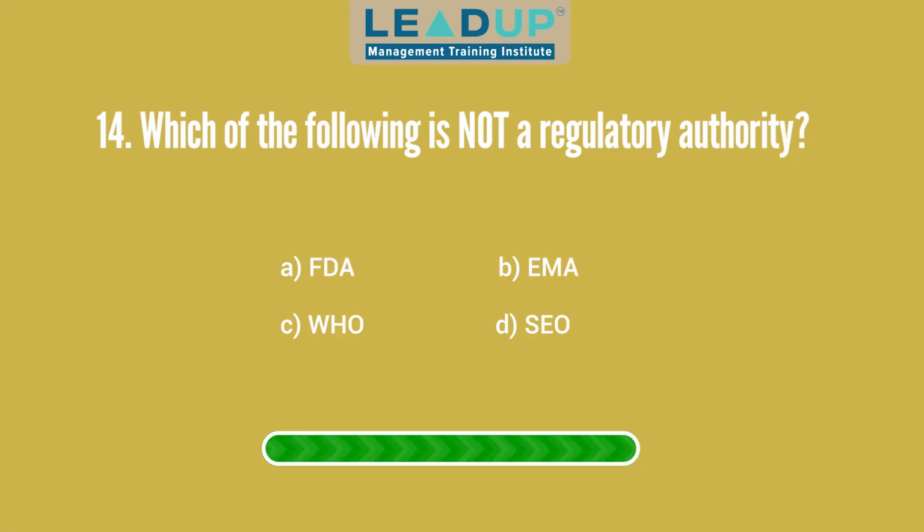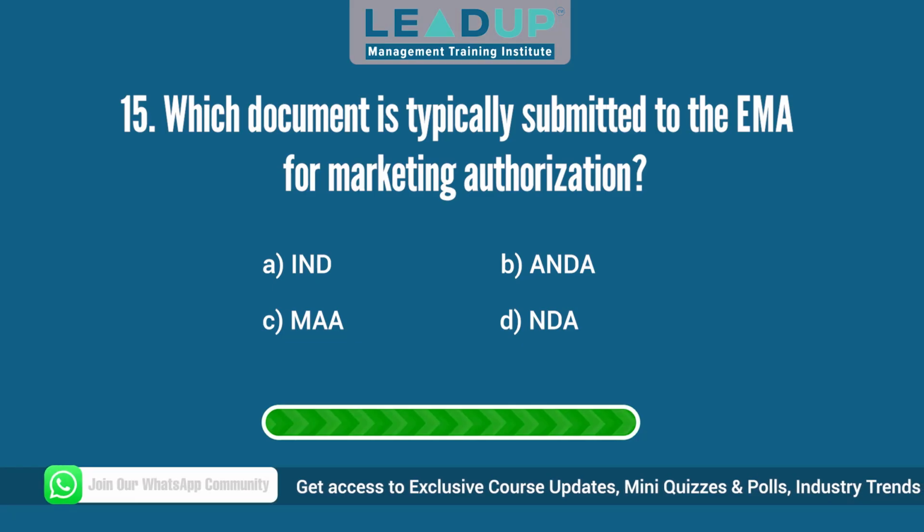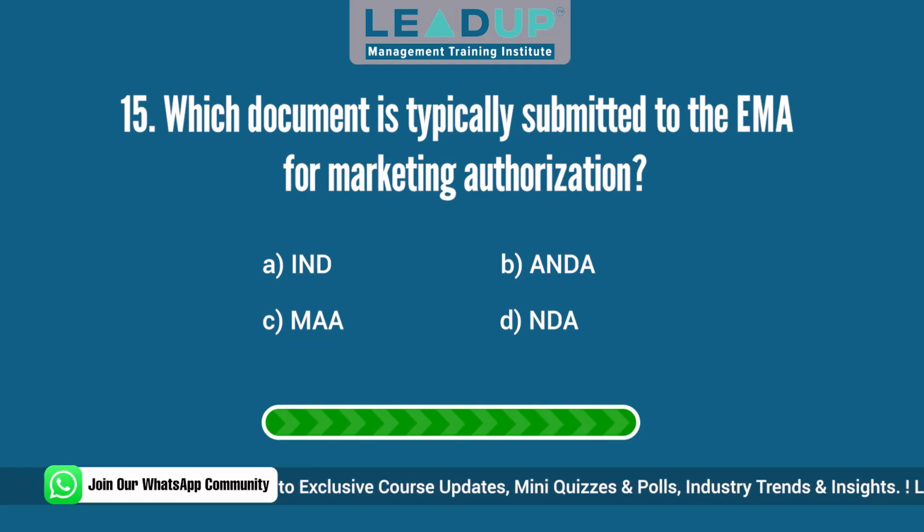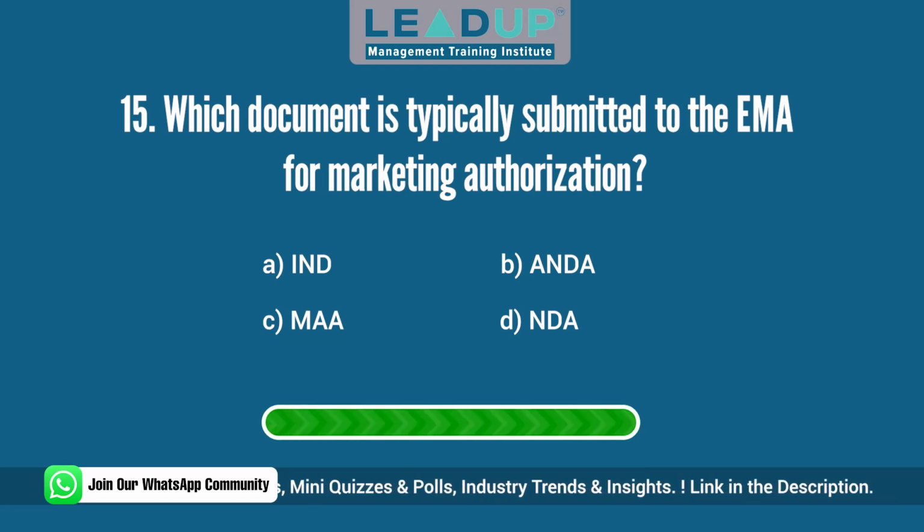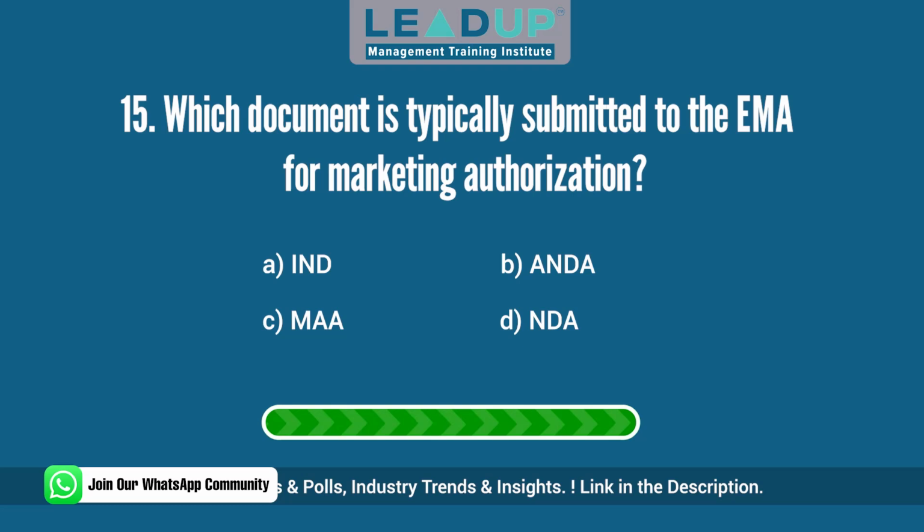Question 14. Which of the following is not a regulatory authority? A. FDA, B. EMA, C. CHU, and D. SEO. Answer: SEO. Question 15. Which document is typically submitted to the EMA for marketing authorization? A. IND, B. ANDA, C. MAA, and D. NDA.